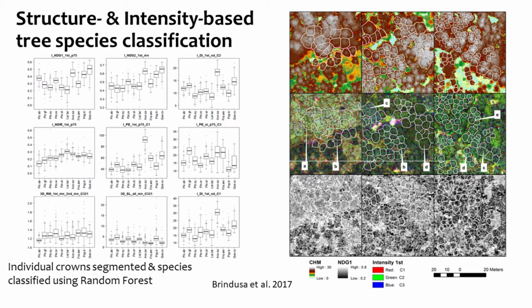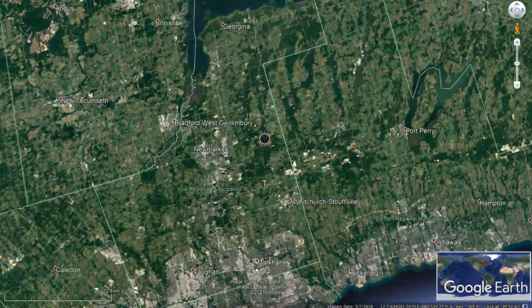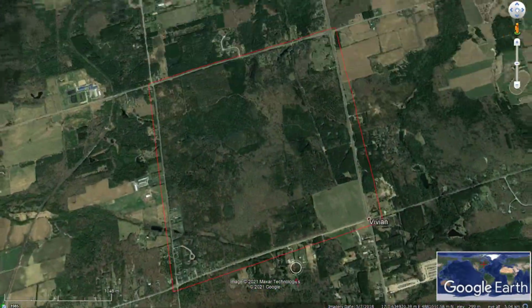As examples, here we see a study by Budei et al. that used the combined point cloud structure and intensity data to map species at the individual crown level. While here we see a data fusion model from the McDermid lab that adds in additional data metrics to model ground-level coarse woody debris.